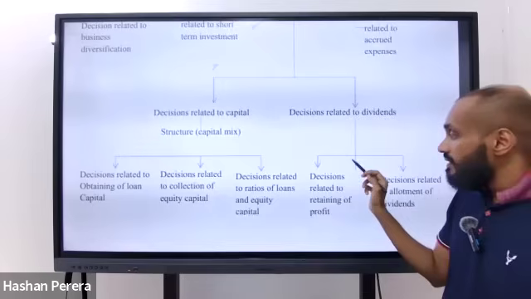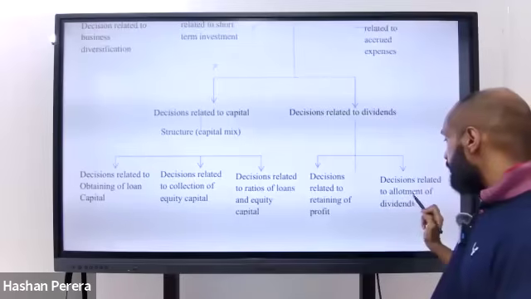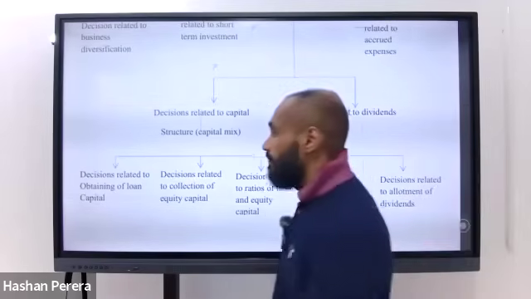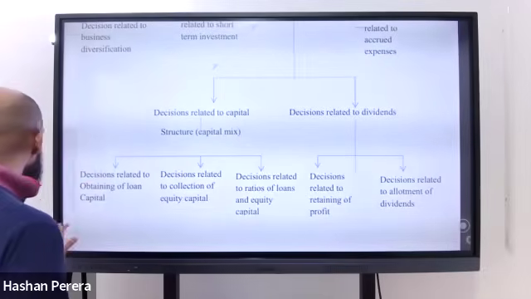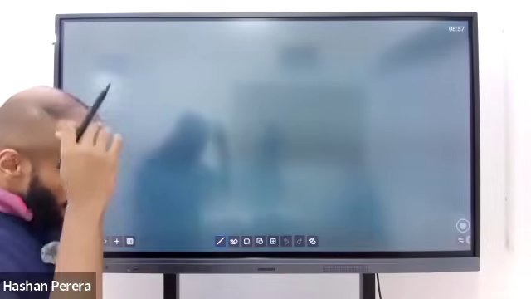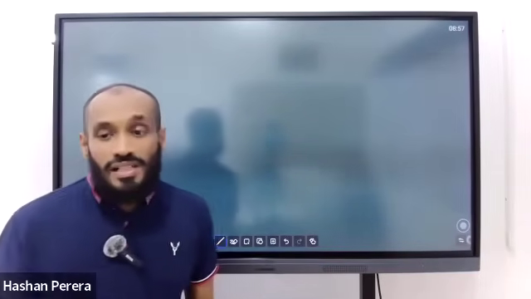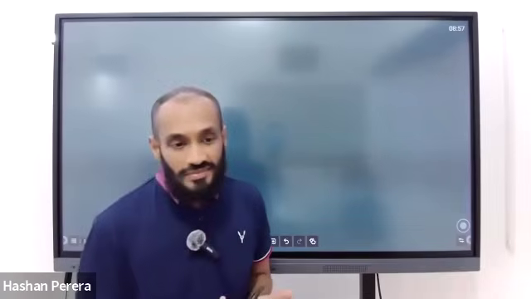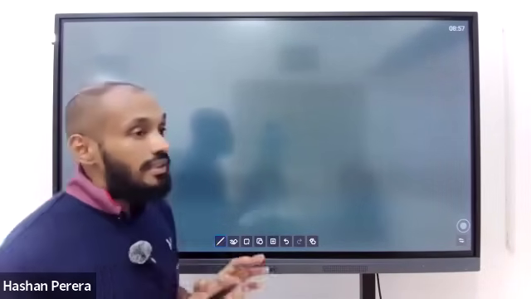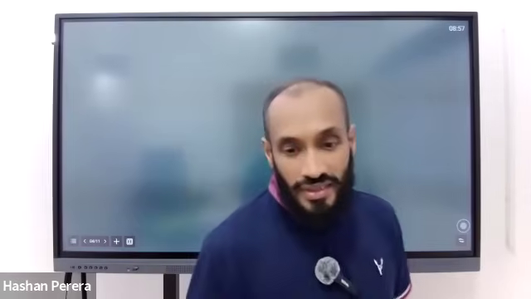Decisions related to the dividends. Yes. Decisions related to retaining profits. Decisions related to allotment of dividends. Yes. Sometimes, you know, in incorporated companies, I have taught you the business organization company part, once the incorporated company earns the annual profit, the entire profit will not be divided or distributed to the shareholders.